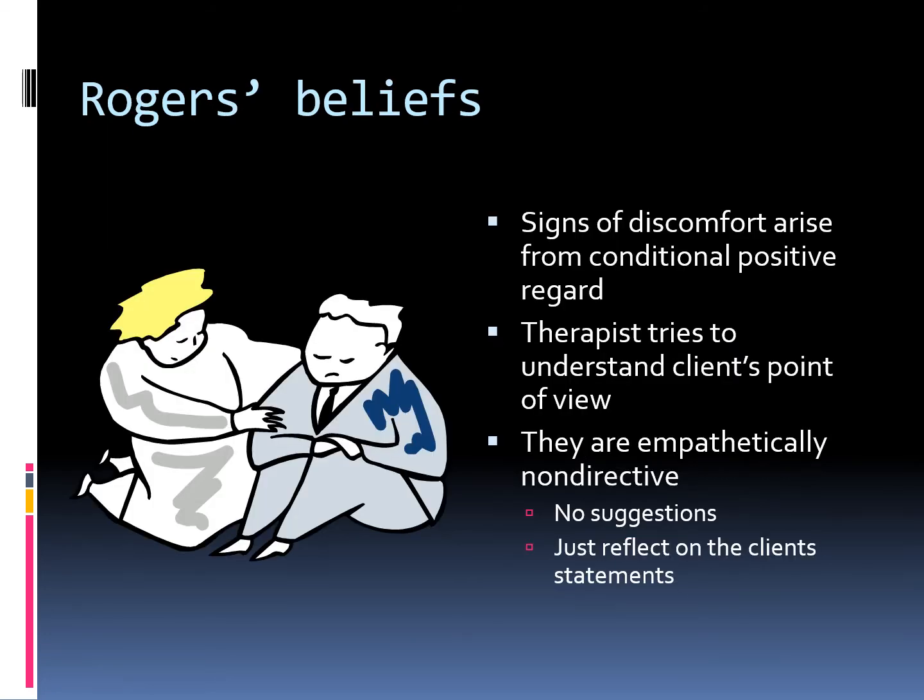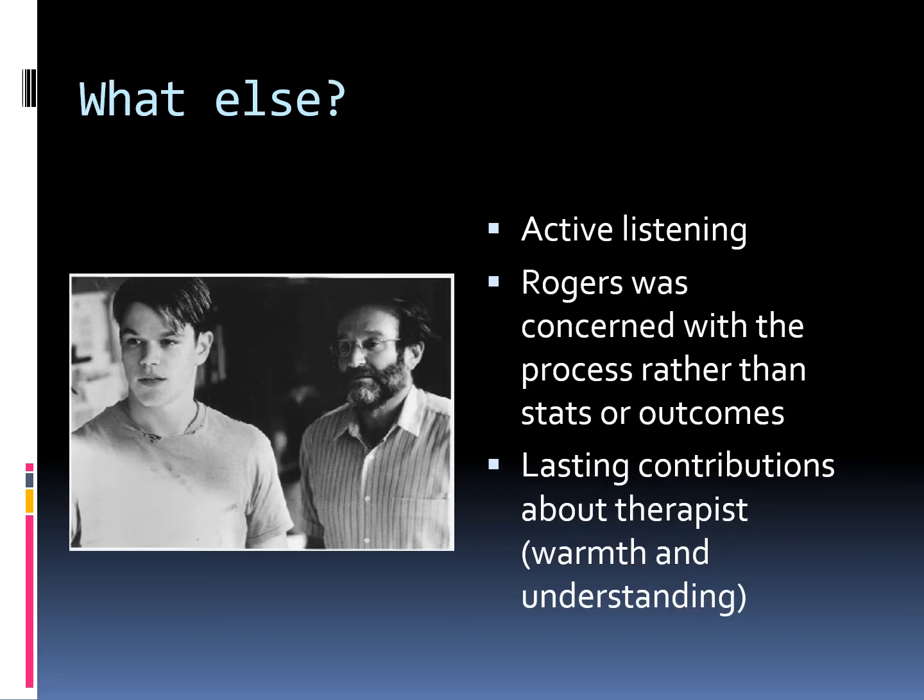So Rogers believed signs of discomfort arise from conditional positive regard, right, where there are conditions to your love. Therapists try to understand the client's point of view, so they are non-directive. They don't give suggestions. They just reflect on the client's statements. If you remember, we talked about this earlier in the year during the personality unit, how they focus on being genuine, showing empathy, and having acceptance, which is that unconditional positive regard. So what else? Active listening. That is a very big part of Rogers' therapy.